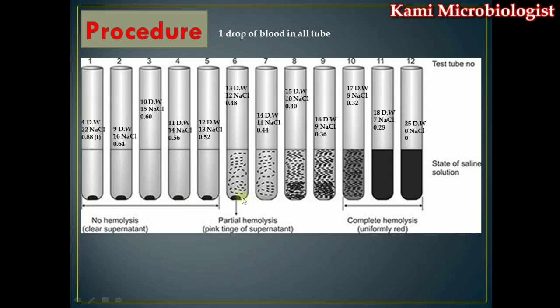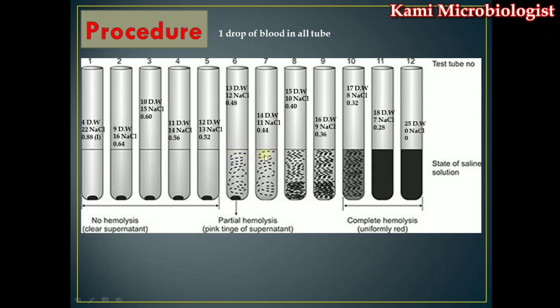Similarly, at the 6th tube, we see partial hemolysis as well as a pellet. Partial hemolysis means the color in this tube is pink, which means the RBCs are starting to rupture. This is the normal phenomenon. Mostly the RBCs rupture at 0.48 tonicity. If we have 13 drops of distilled water and 12 drops of sodium chloride solution, the RBCs start to rupture. So this is normal.